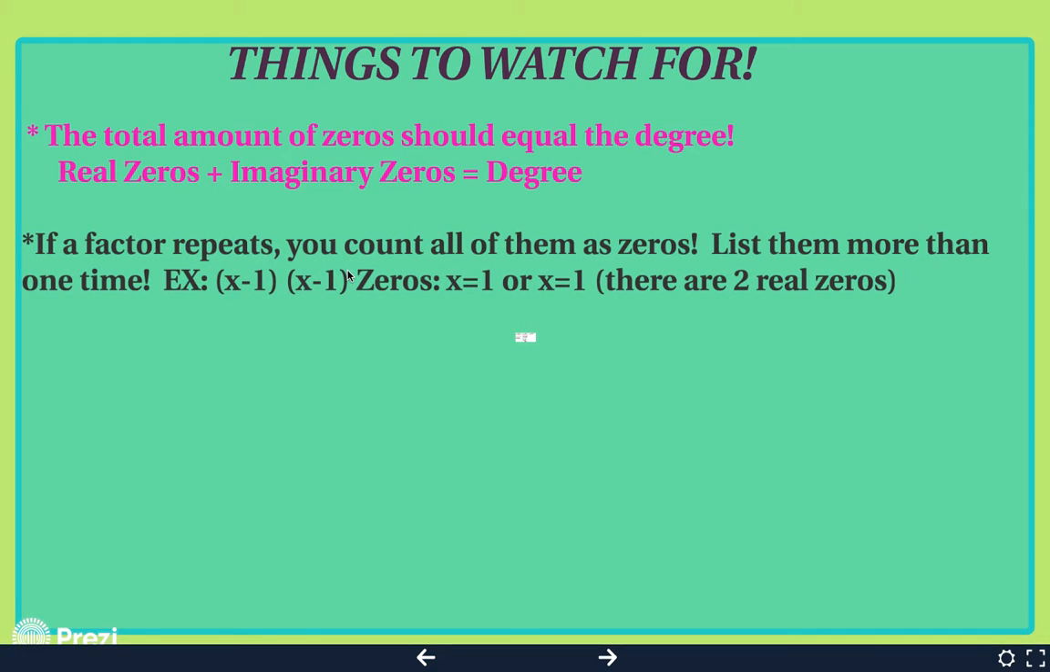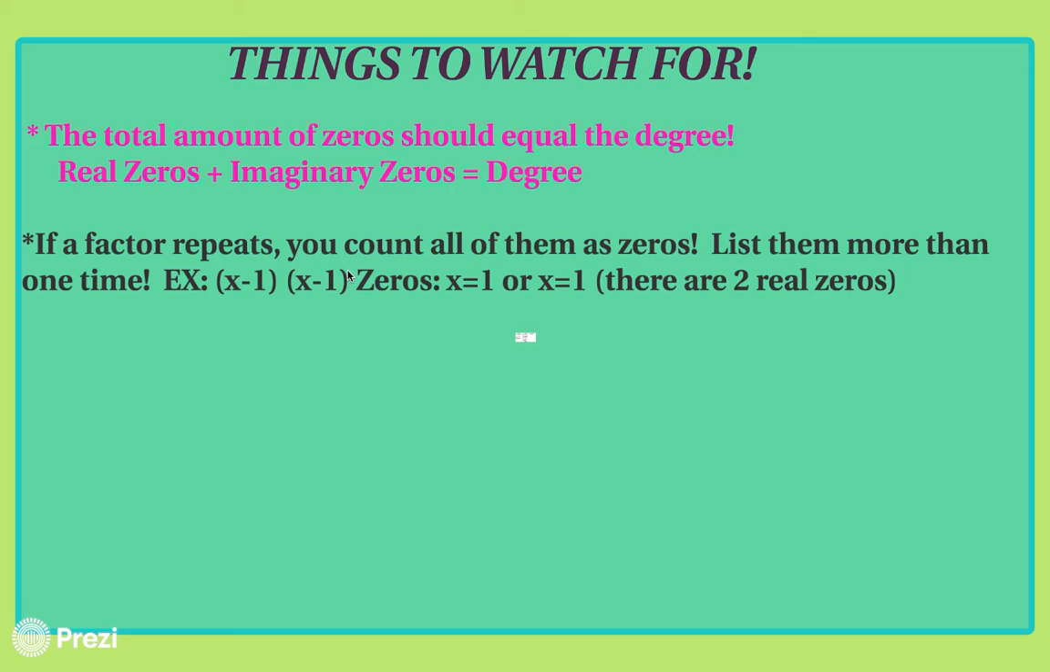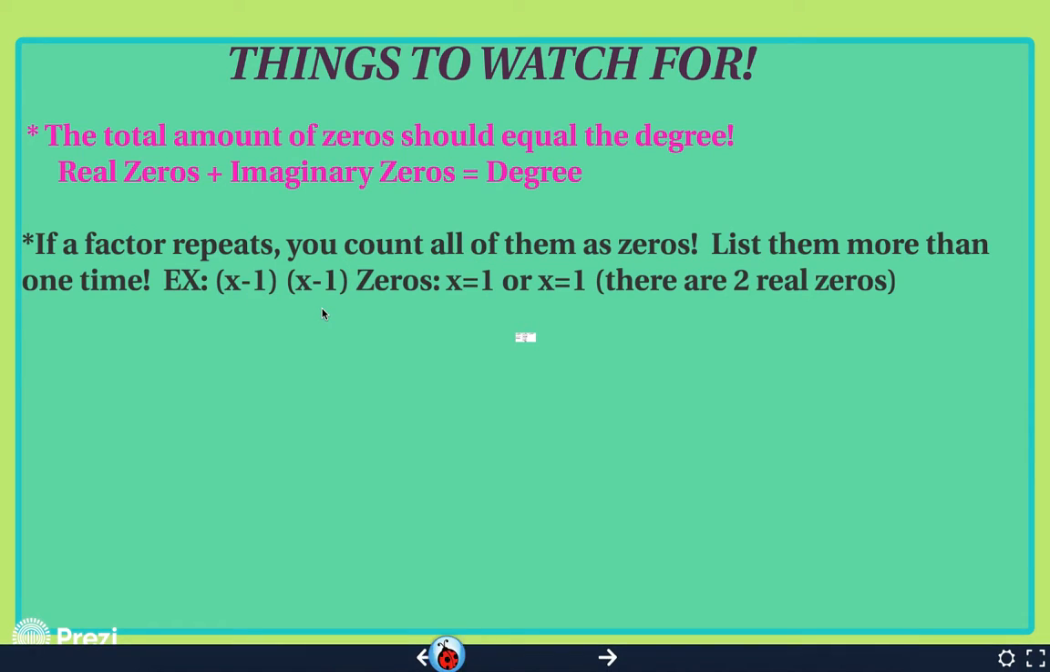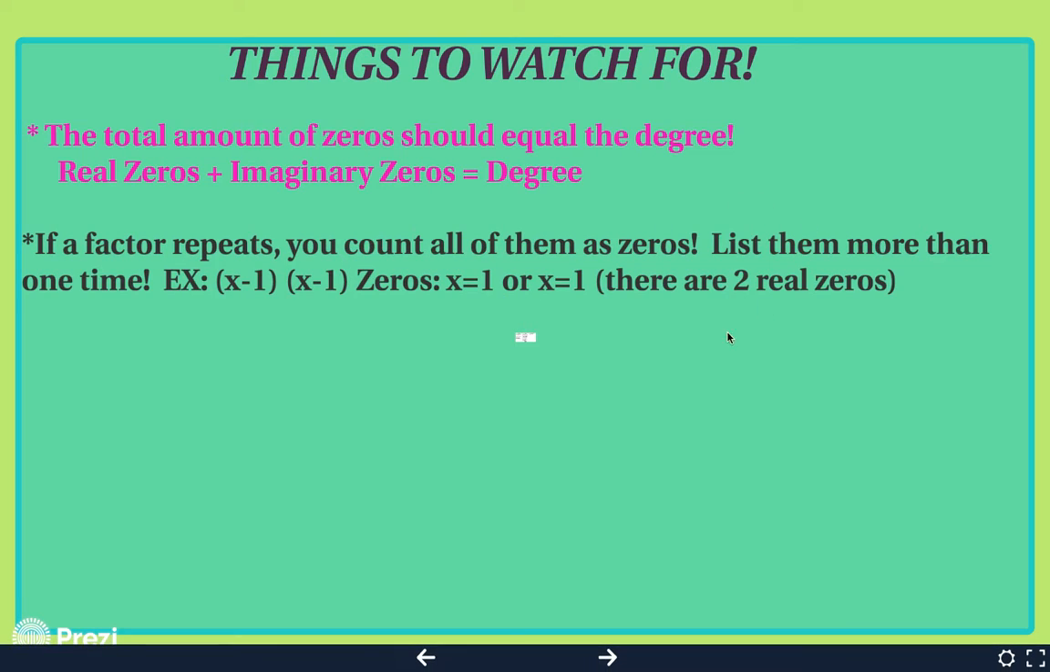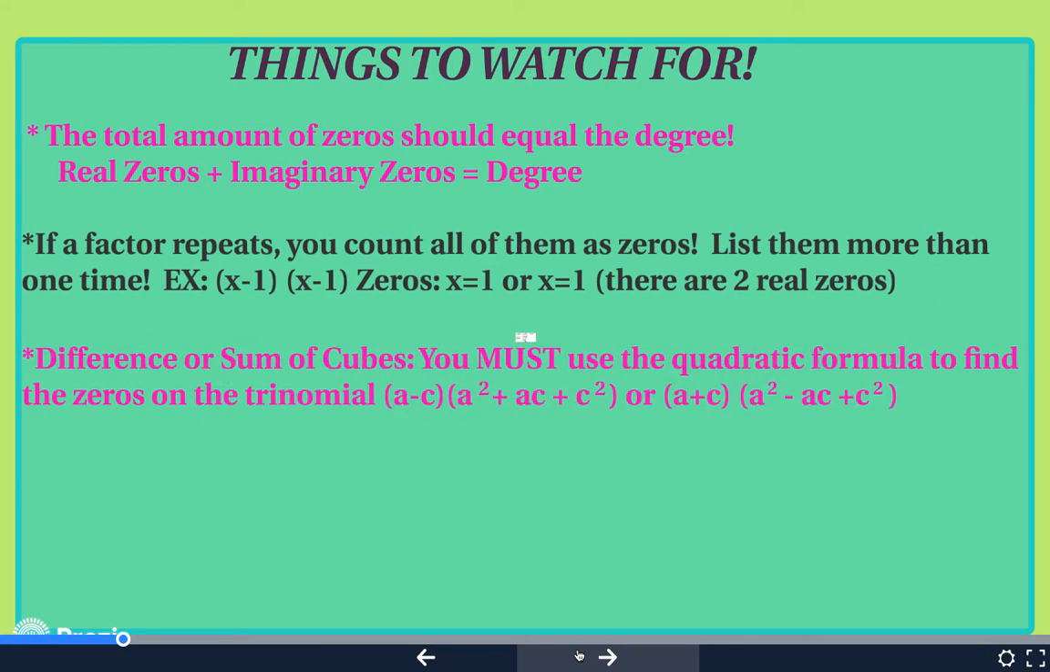Another thing, if your factor repeats, you count all of them as zeros, all of them. So you list them more than one time, and they will be more than one zero. Like if your factors are x minus 1 and x minus 1, they both count. You'd set each of these equal to 0, and your zeros would be x equals 1 and x equals 1. So this means that there are two real zeros. Even though there's only one solution, where solution means how many different answers you have, I have one unique answer, but two of them. So two real zeros.